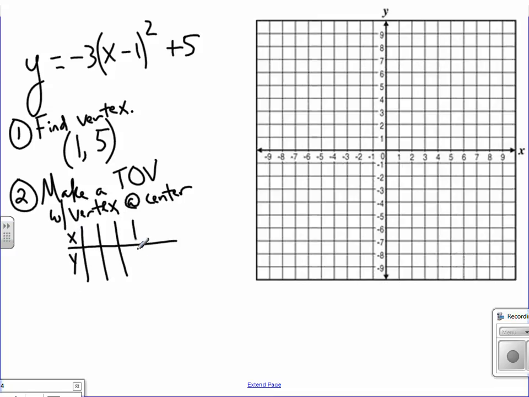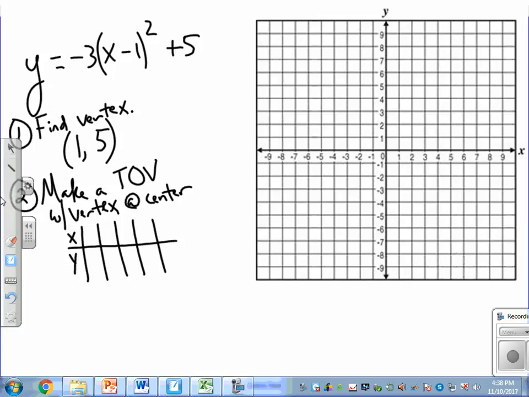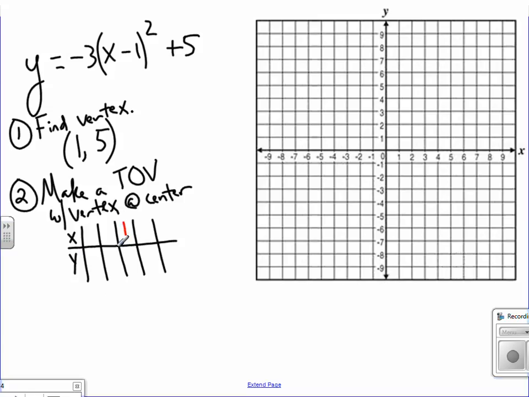And we already have one of those points, don't we? And what is that point? That point is the vertex. We already have it. I'm going to put that right in the middle, smack dab right in the middle. You guys liked when I said that, so I'll keep saying that. Smack dab in the middle.